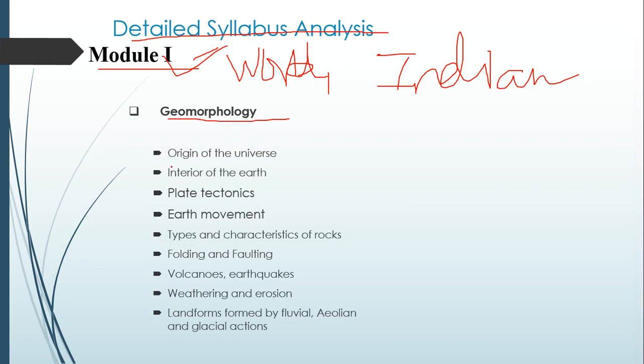In geomorphology, origin of the universe. In this topic we discuss the Big Bang theory for the origin of the universe, nebula theory for the origin of our solar system, and structure of the sun. And the next topic in geomorphology is interior of the earth. In that topic we discuss the layers of the earth and chemical composition of the earth.